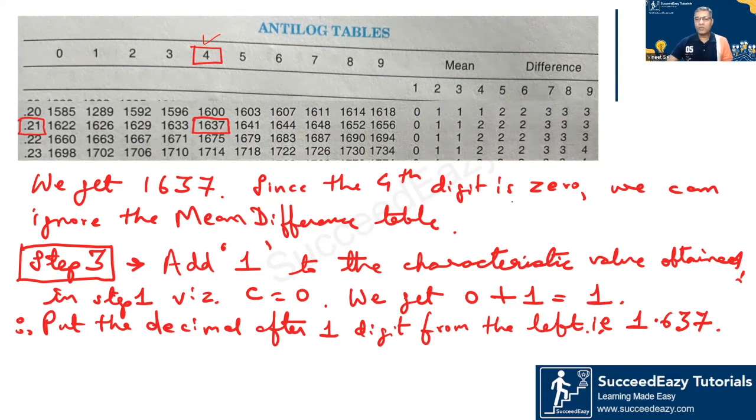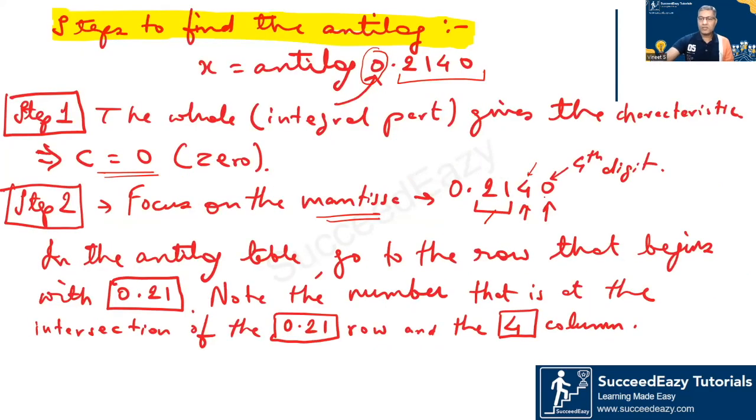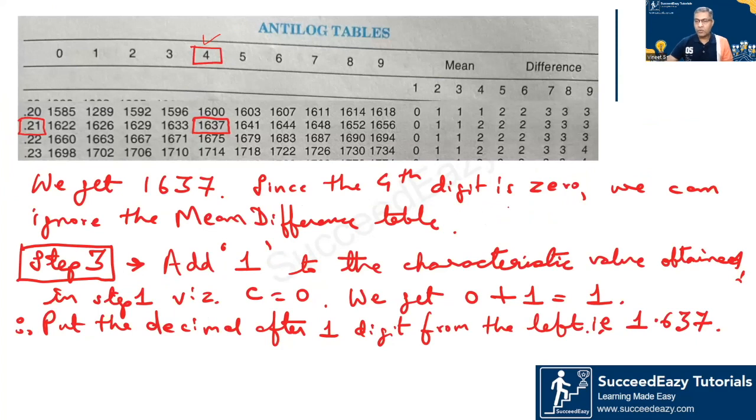So since the fourth digit is 0, let us recheck that. The fourth digit is 0 over here, right? So since the fourth digit is 0, we can ignore the mean difference table, because look, there is no column which starts with 0 in the mean difference table, right? So wherever the fourth digit is 0, we can ignore the mean difference table.